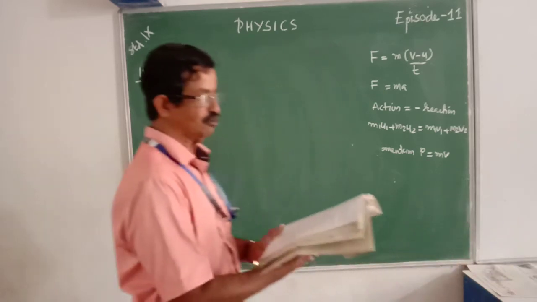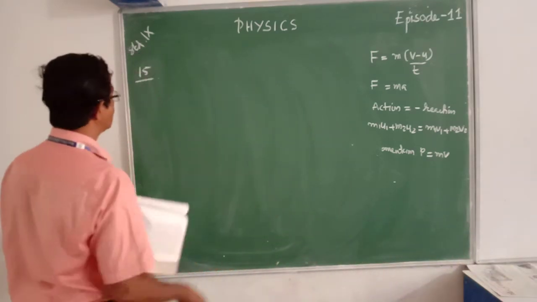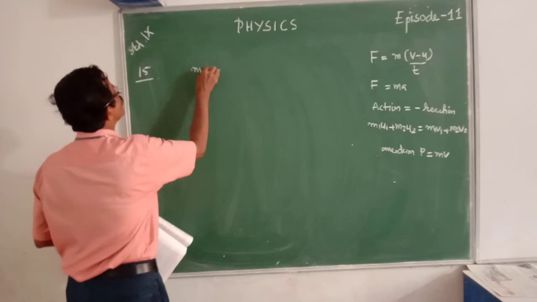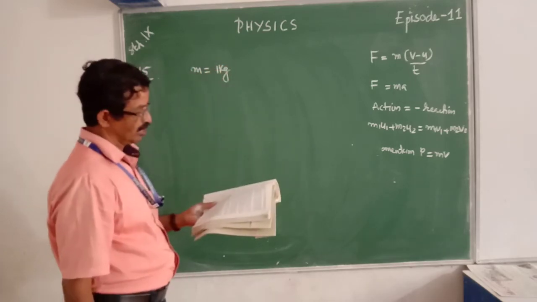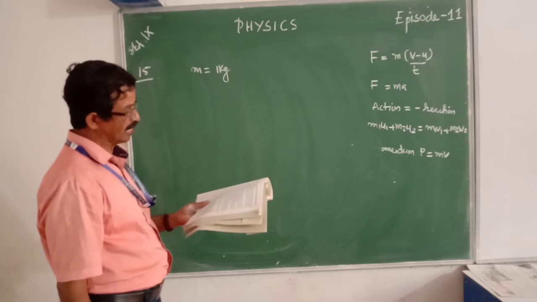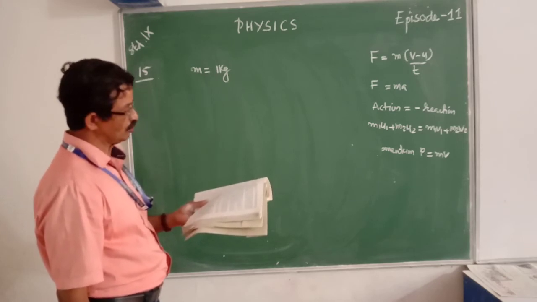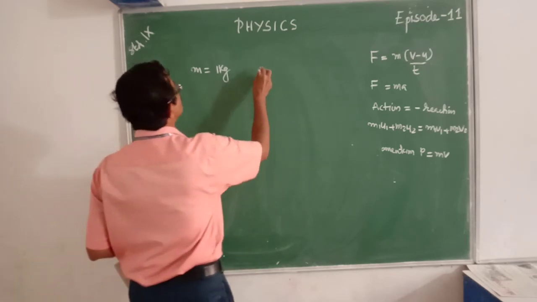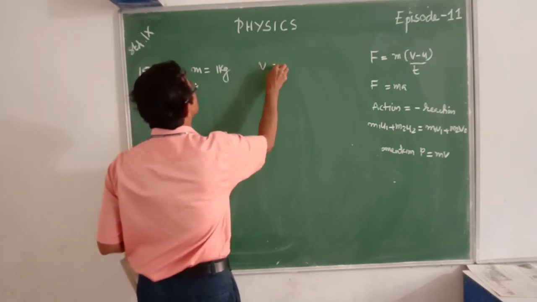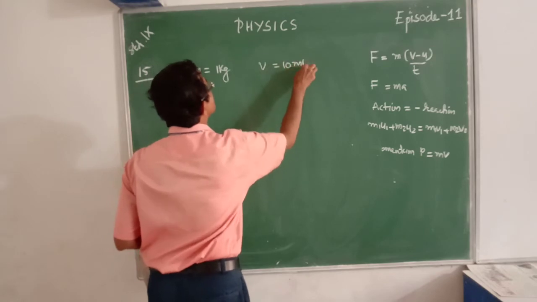See, an object of mass 1 kg, so m is equal to 1 kg, traveling in a straight line with a velocity of 10 meter per second. See, it is moving with a velocity v is equal to 10 meter per second.